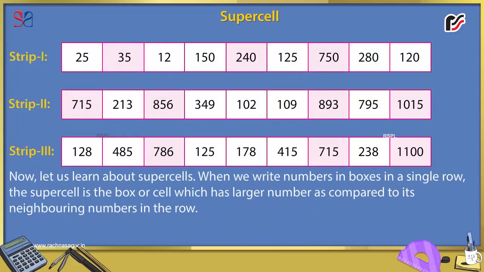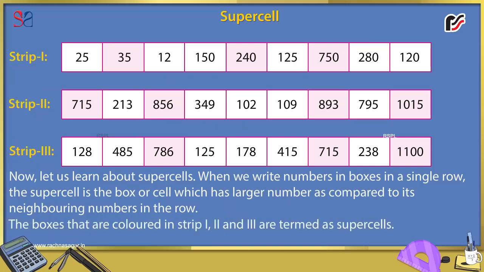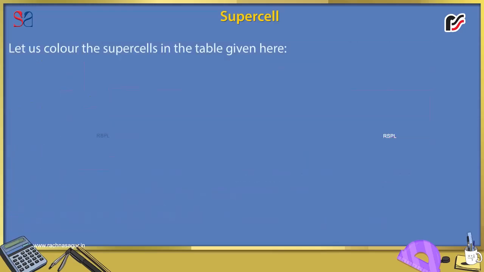Now let us learn about supercells. When we write numbers in boxes in a single row, the supercell is the box or cell which has larger number as compared to its neighboring numbers in the row. The boxes that are colored in strip 1, 2 and 3 are termed as supercells. Let us color the supercells in the table given here.